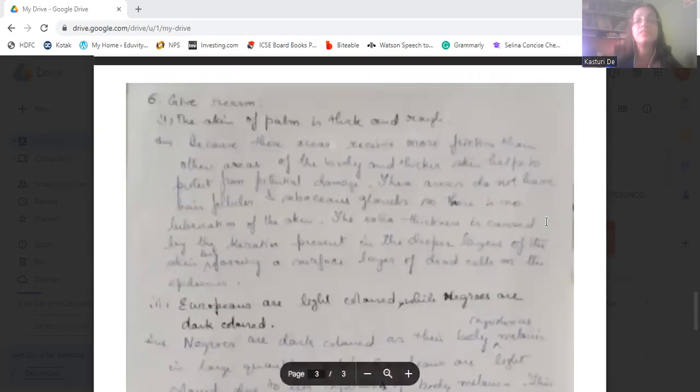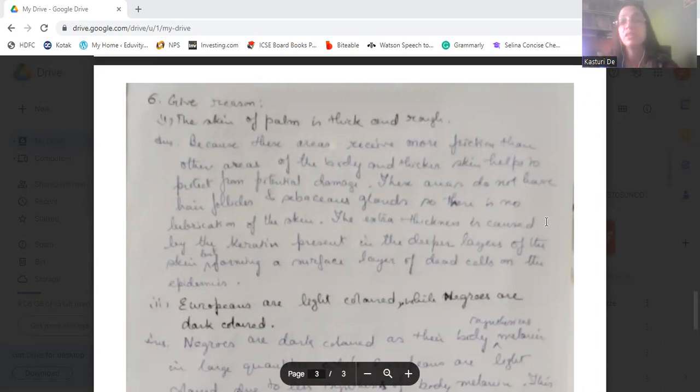Next is give reason. The skin of the palm is thick and rough. Why is it so? Because these areas receive more friction than the other areas of the body, and their thicker skin helps protect them from potential damage, so it will not damage the underlying parts.